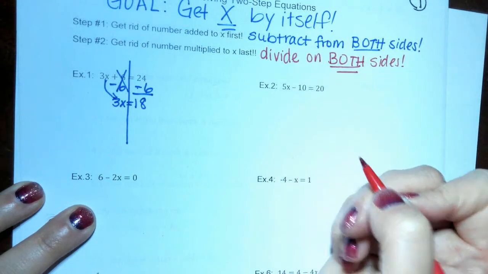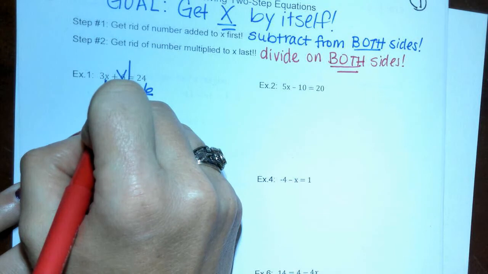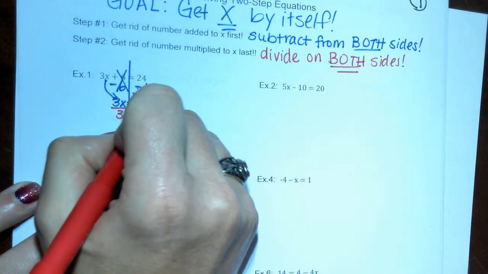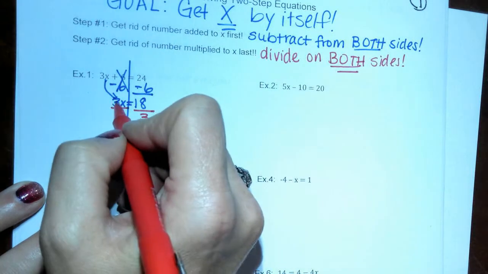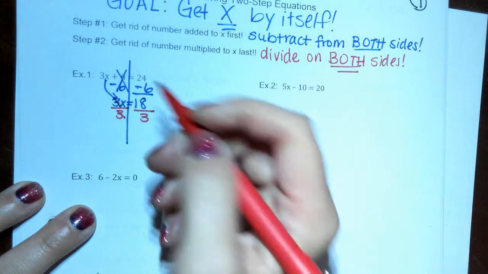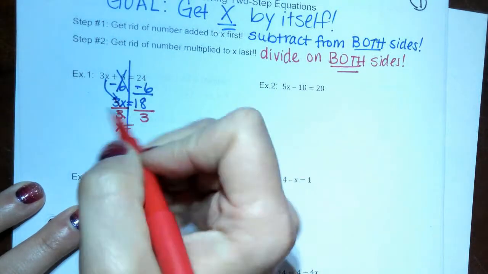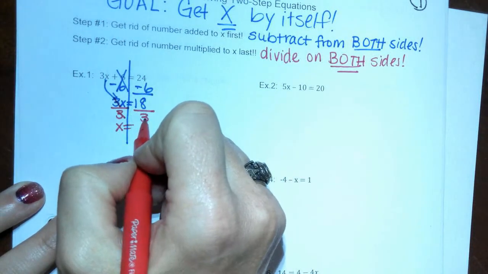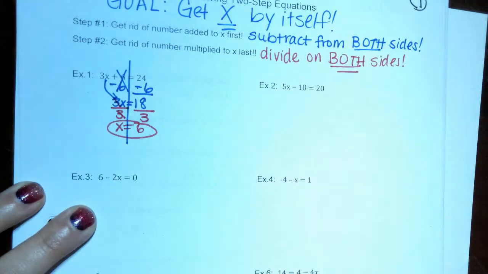Okay, so what number is multiplied to the x? It's 3. So we're going to divide by 3 to get that number off the x on both sides. So this goes 3 divided by 3, but that's just 1. We're just left with x on this side, which is what we want. It's by itself. Yay. And then 18 divided by 3 is what? 6. So your answer is 6.